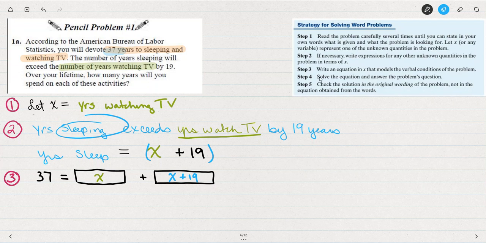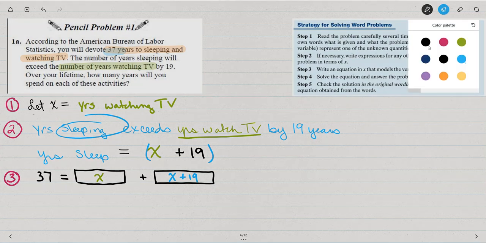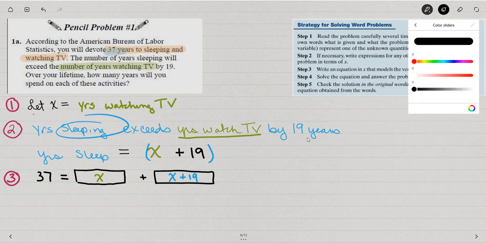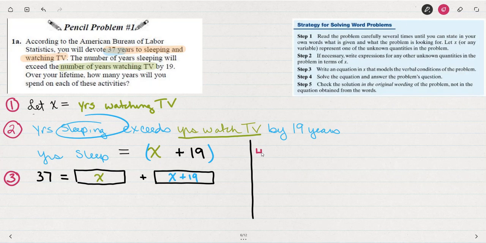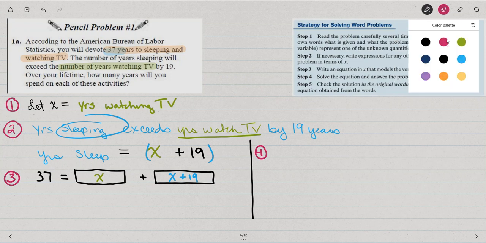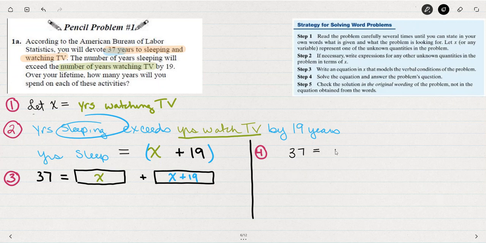Now I'm ready to go to step 4, simply solve the equation. This one solves pretty easily because it's just a linear equation. Let me number this step 4, in case you're looking back and want to review how to use the different steps. For step 4, I'm going to solve 37 equals x plus x plus 19. I'm going to simplify that to 2x plus 19. I'm going to subtract the 19 from both sides, because that's how I can isolate the x.